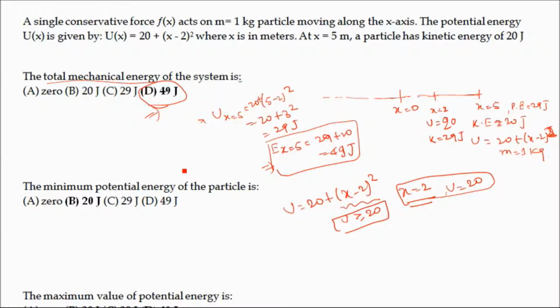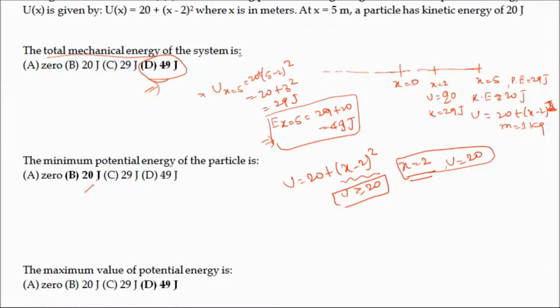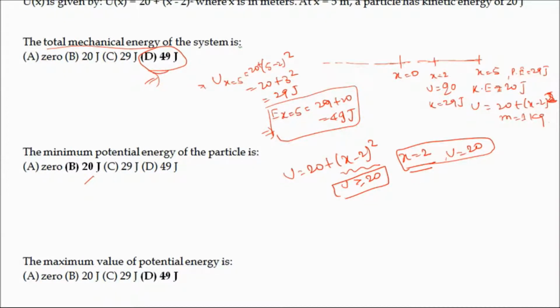So the minimum potential energy of the particle will be equal to 29 joule. Now you have to calculate the maximum value of potential energy. So how will we calculate the maximum value of potential energy? The maximum value of potential energy comes when the kinetic energy is equal to 0.